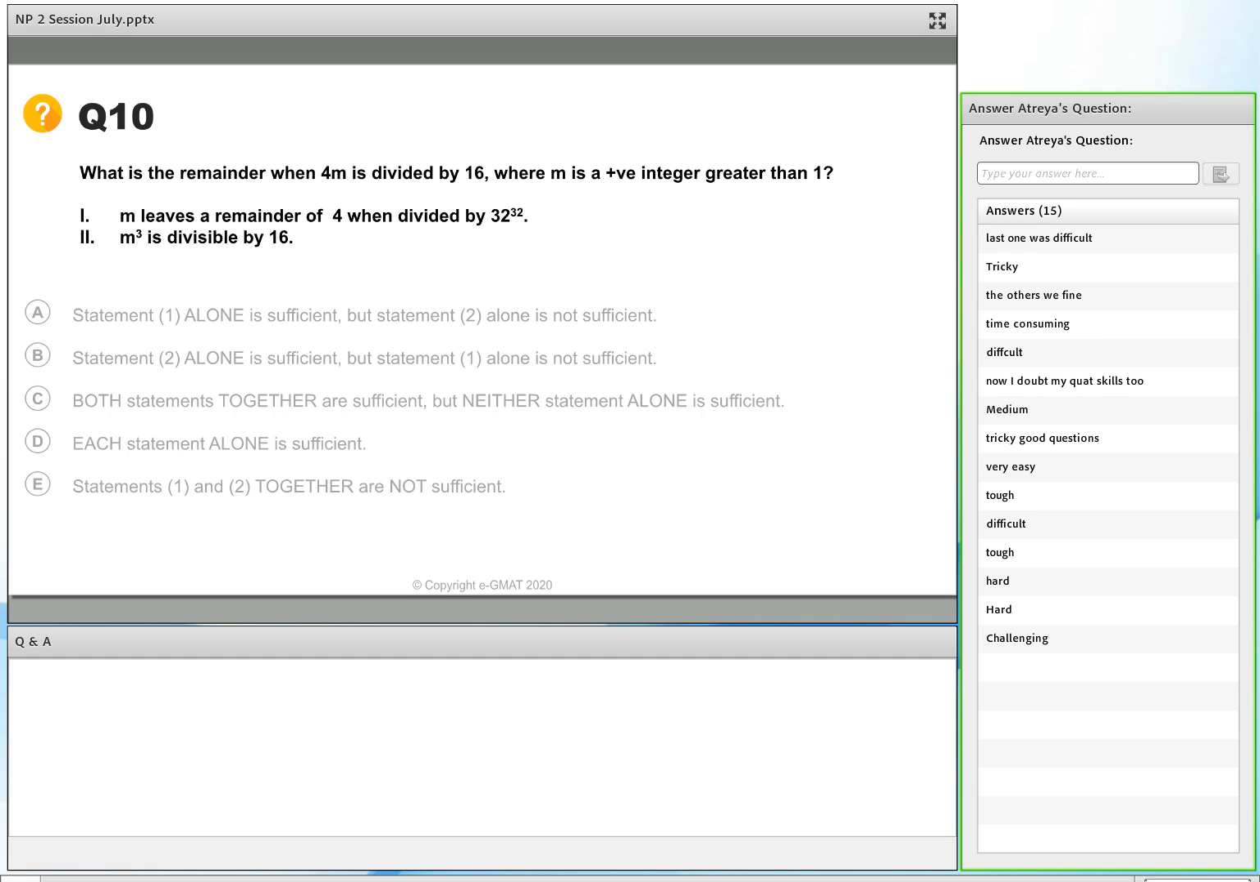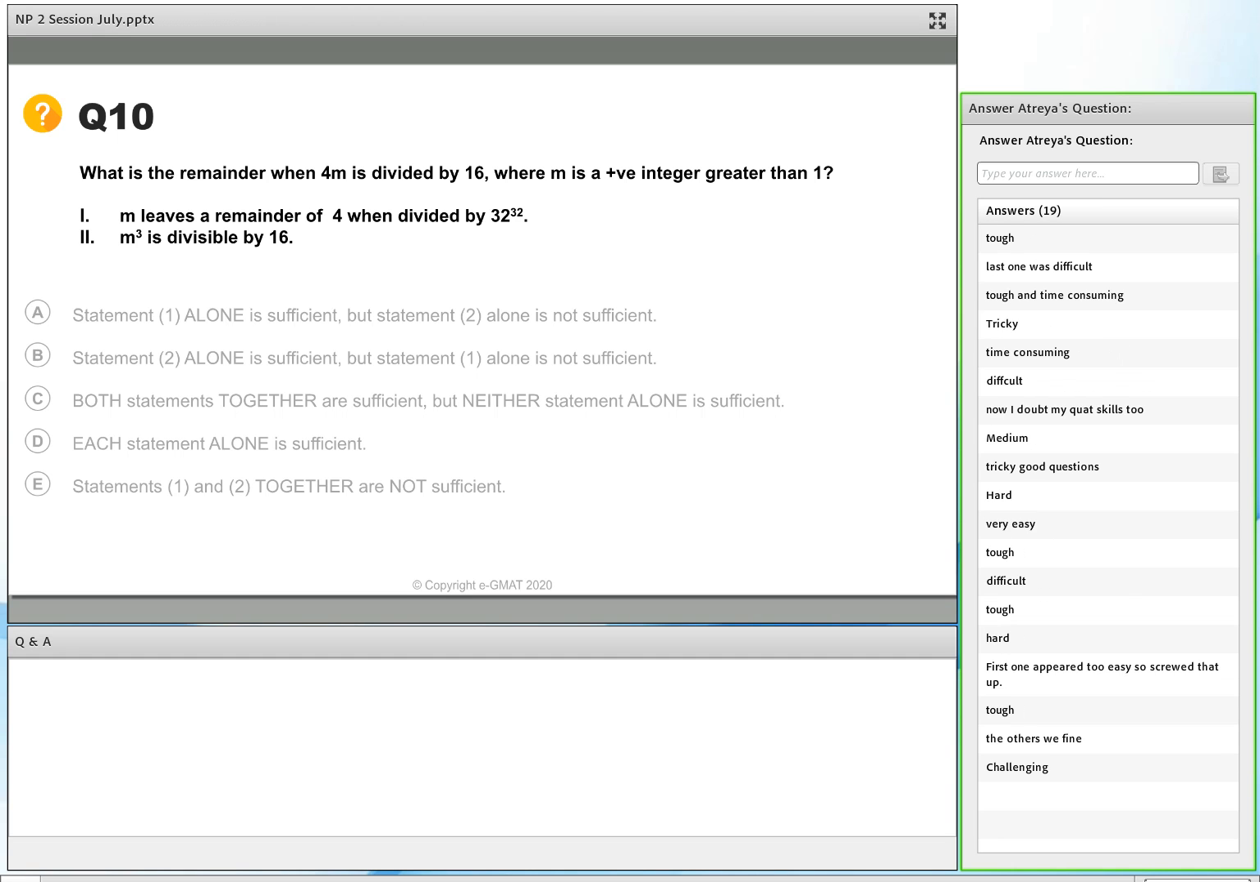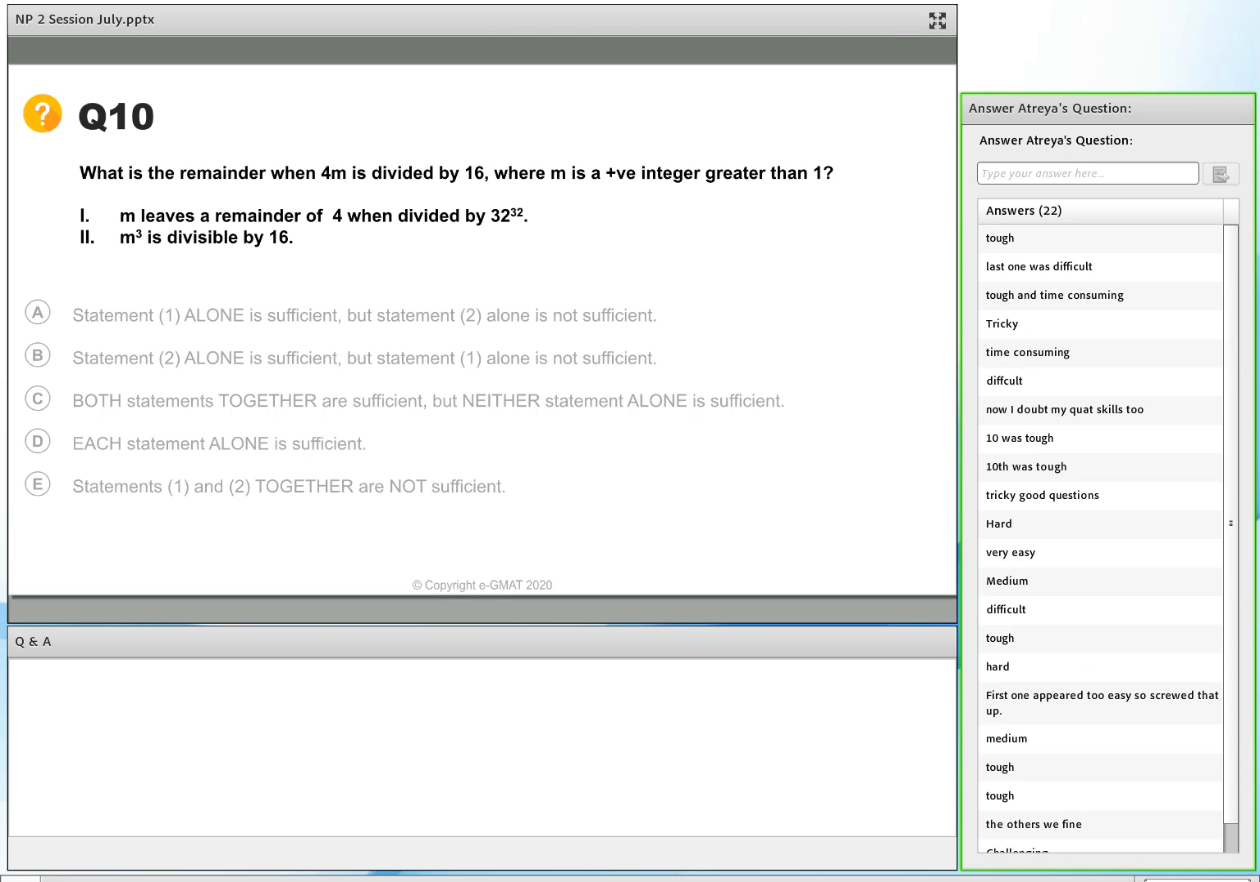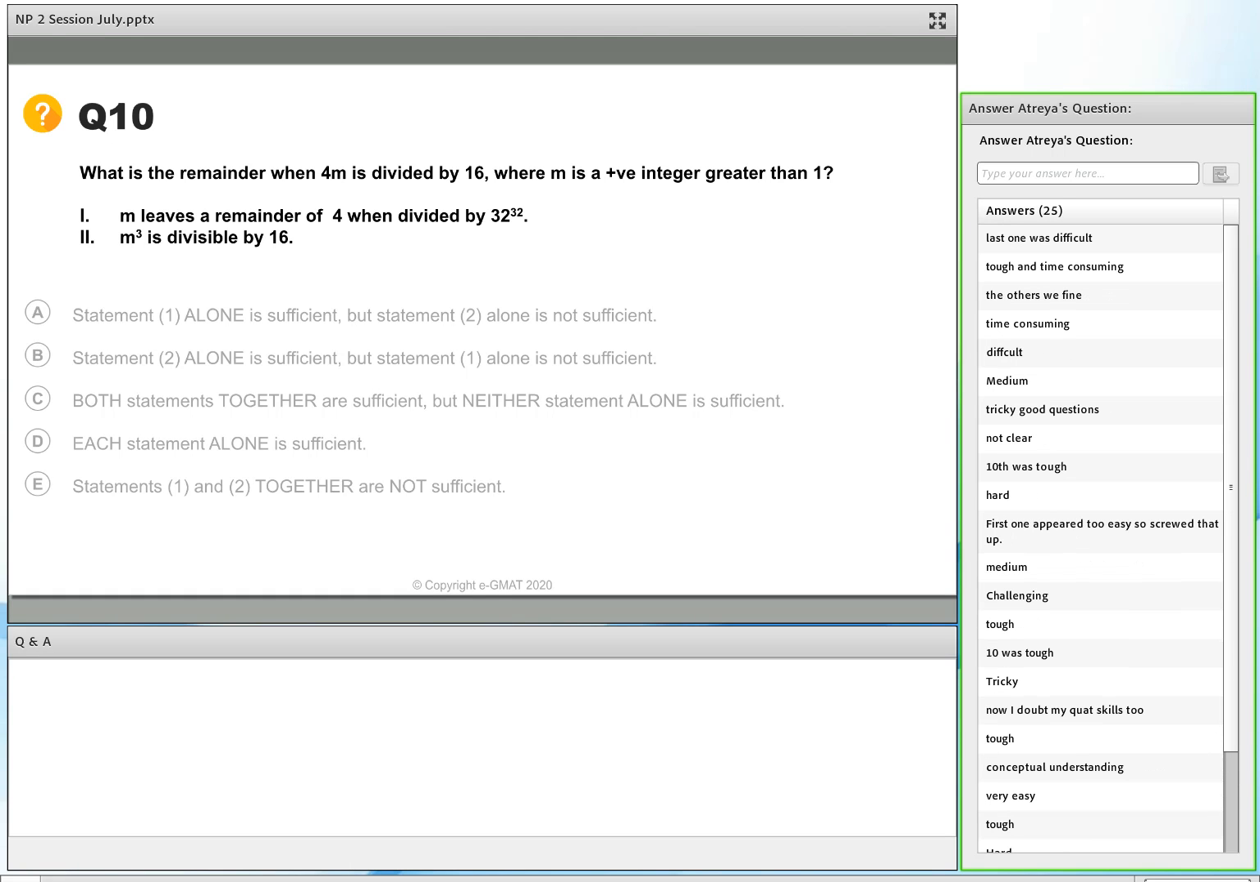Now I doubt my quant skills. No, do not do that. We're going to solve these questions again at the end, and trust me, you'll have much more confidence. Very easy. Okay, that's good to hear, because all these three questions are above that 700 level. So if you're finding them easy, then you are at a good level in quant prep. First one appeared too easy. Okay, tricky. If you have concepts clear, it's a cakewalk.